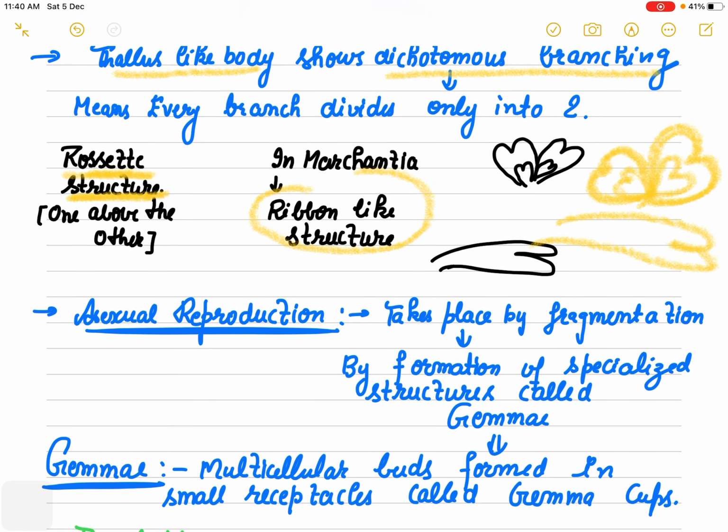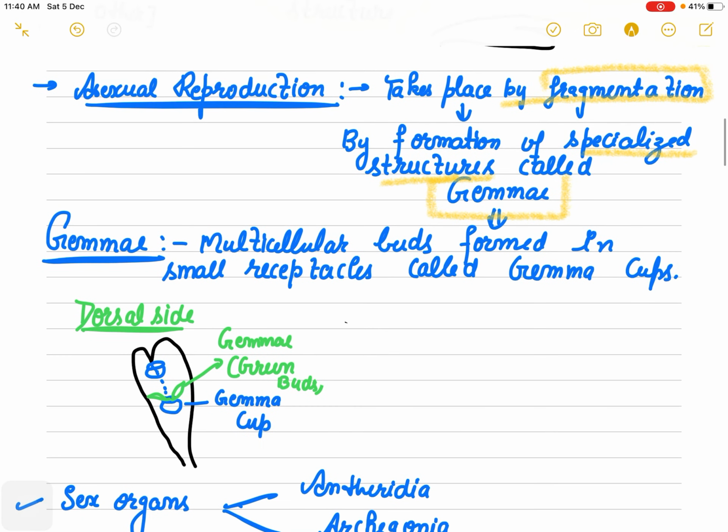Okay, now if we move on to asexual reproduction. Asexual reproduction takes place by fragmentation. Fragmentation is the main mode, and in fragmentation also there is a formation of specialized structures known as gemmae. Gemmae are kind of green buds, and these are produced in gemma cups. When we draw, as you can see here, let me change the color.